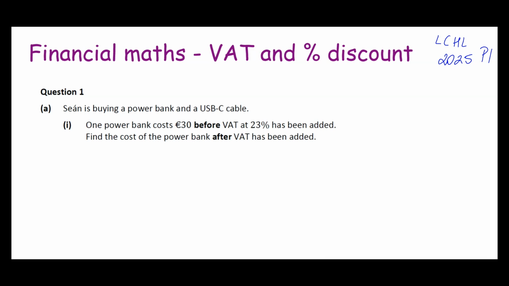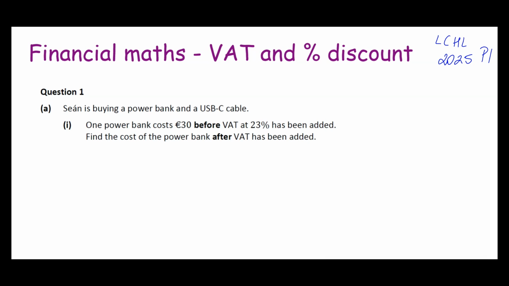Financial maths questions in your exam are the most unpredictable because there can be so many items that can show up. Let's have a look at this one. Sean is buying a power bank and USB-C cable. One power bank costs €30 before VAT and 23% has been added. Find the cost of the power bank after VAT has been added.